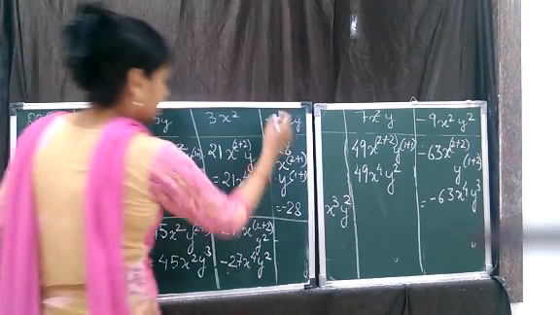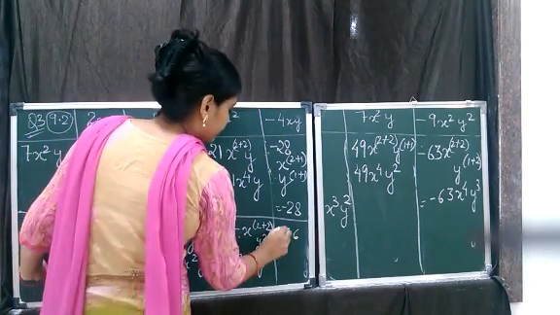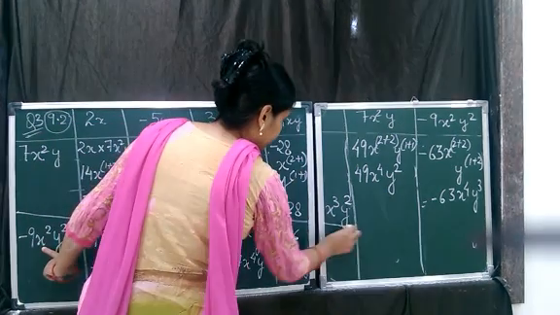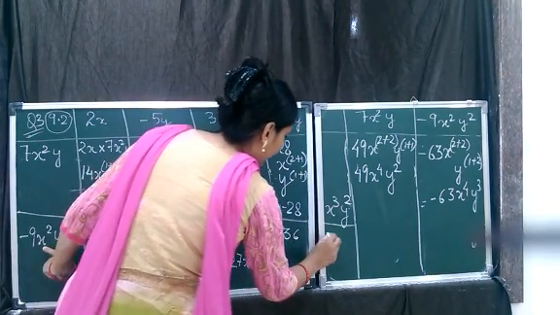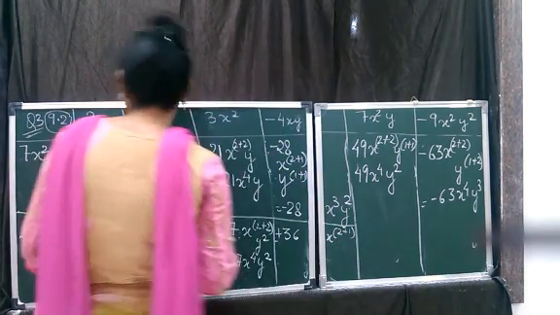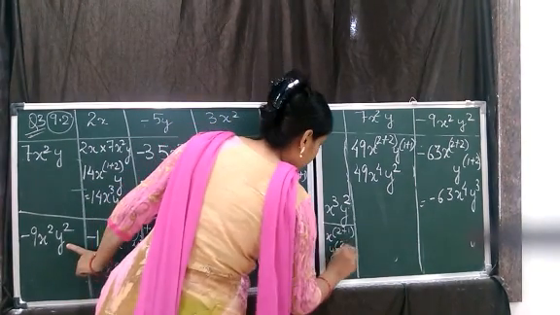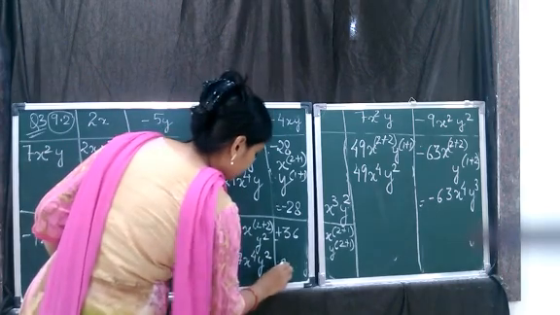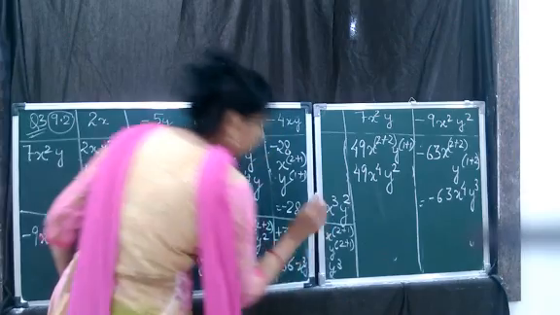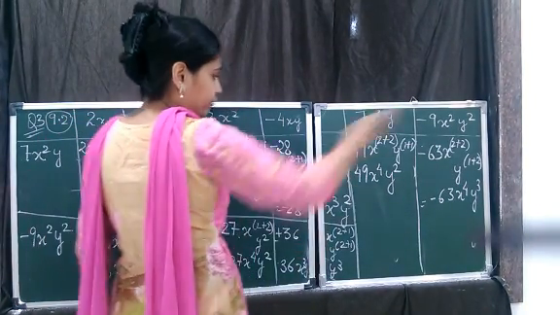Then 9 4s are 36 and minus into minus gives us plus. X square and x. So power of x will be added. Then power of y will also be added. 2 plus 1. So the answer comes out to be 36 x cube and y cube. Okay, I don't have place to write here, so I have written like this. You please write in one line.